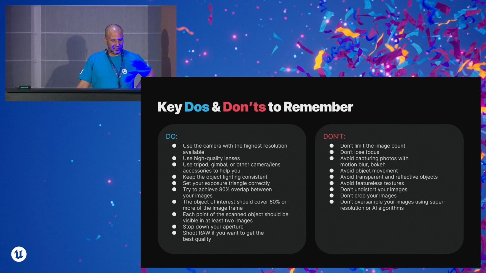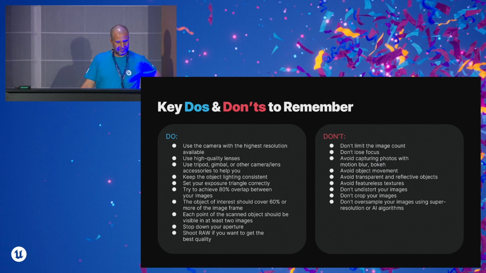The object of interest should cover 60% or more of the image frame. Okay, that's another really important one. A lot of people will shoot something which is spindly or whatever, and essentially what you're aligning is the stuff in the background. So you really want to get close enough with your camera so that it just takes up a lot of the frame because that is the object you're scanning. Otherwise, it's trying to align something completely different.